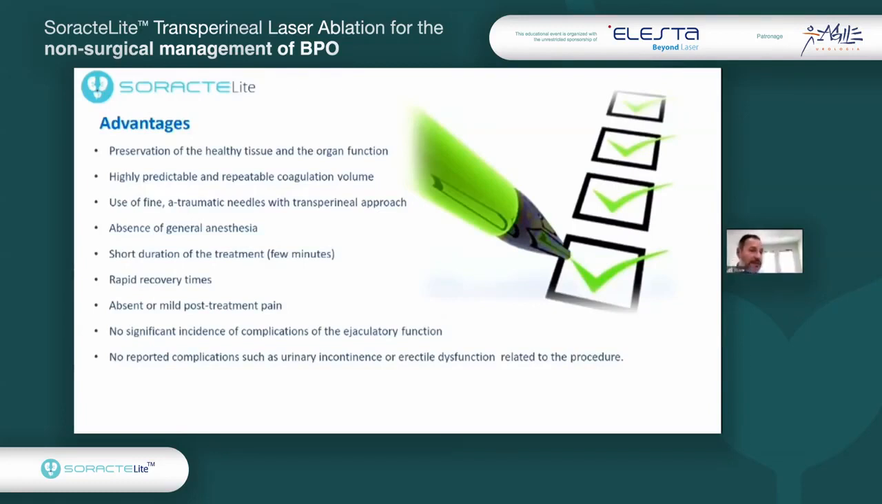There's basically an absence of general anesthesia. So it's a kind of procedure that we can run on an outpatient basis. And it's a very short procedure. It takes just a few minutes. Normally, once we have performed the anesthesia, it's going to take about 10 to 15 minutes. It depends on the expertise and the experience that the operator has in placing needles in the prostate. So if you have a very good experience with transperineal prostatic biopsies, this procedure is going to be very easy.